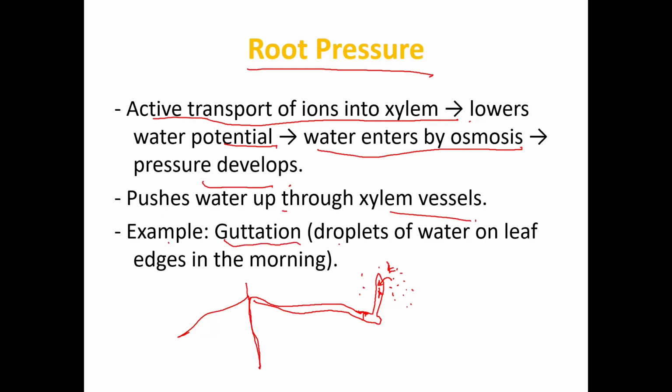Example of guttation, droplets of water. What is guttation actually? You observe in the early morning that the margins of grasses release or ooze out water. That phenomenon is called guttation. So a droplet of water on the leaf edge in the morning is guttation.